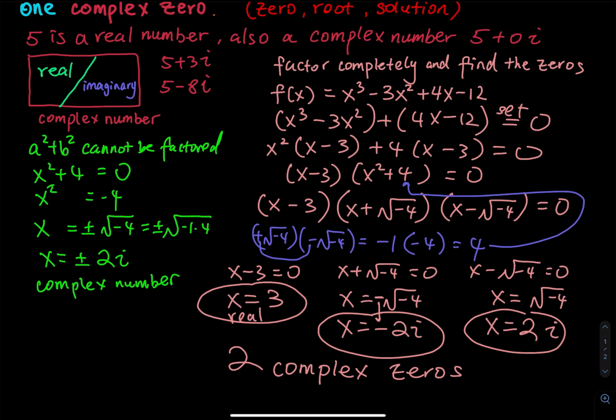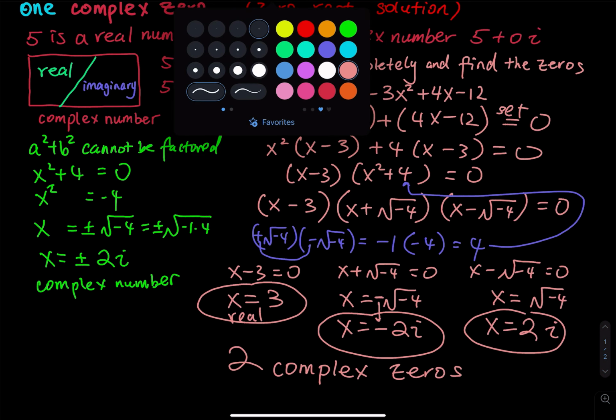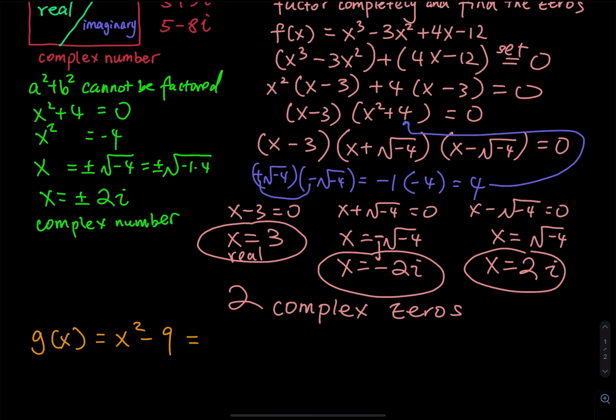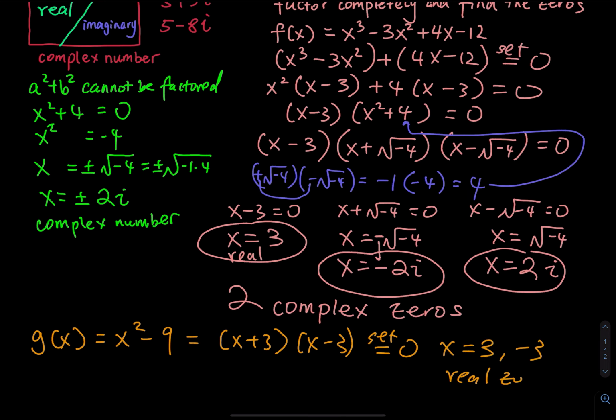All right, so before we end this video, I want you to practice one more. Actually, this is not a practice. So let's say you have a plus. What happens when you have a minus? This is easy, right? When you have a minus, you just change that to x plus 3 and x minus 3. And then when you set that equal to 0, you have x equals 3 and negative 3. So they are real zeros.